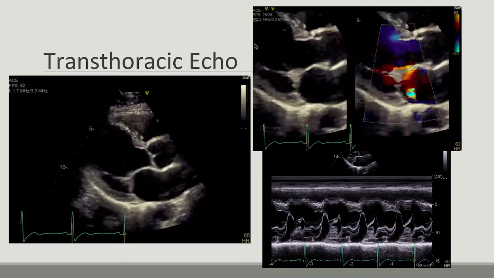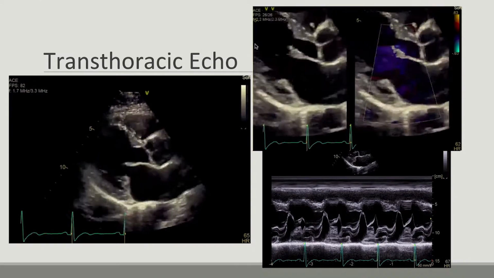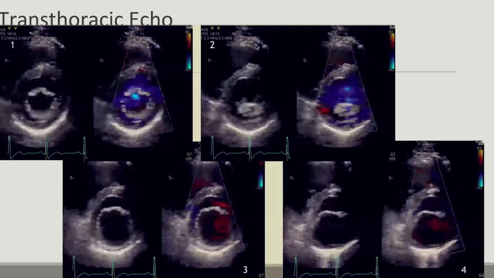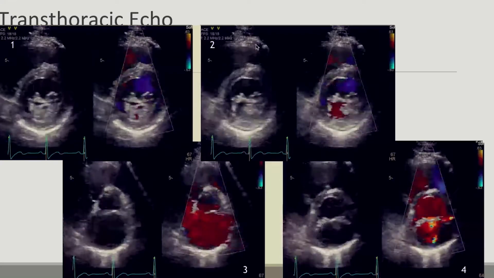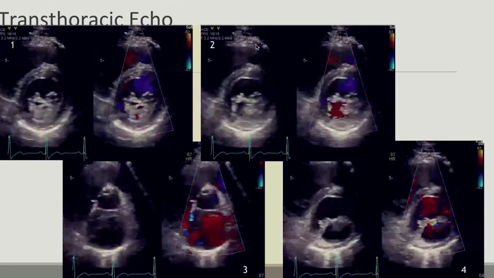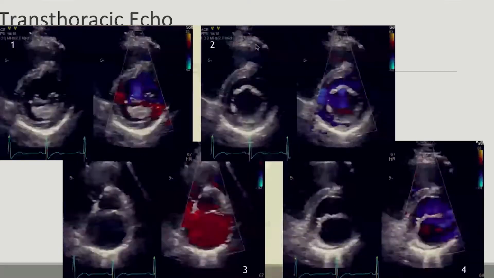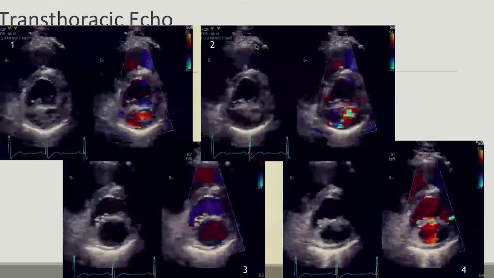The M mode of the mitral valve shows the dip in the leaflets and systole, indicating mitral valve prolapse. In the short axis, we see the myxomatous changes of the mitral valve. I like to take quite a few images at this level of the ventricle, slowly moving from the mitral to the aortic valve. In image 1 in the top left, we barely see any MR.